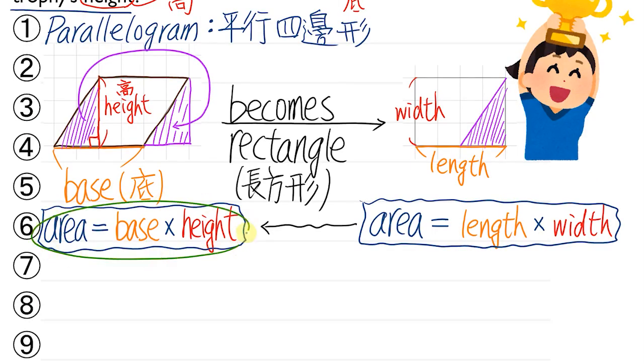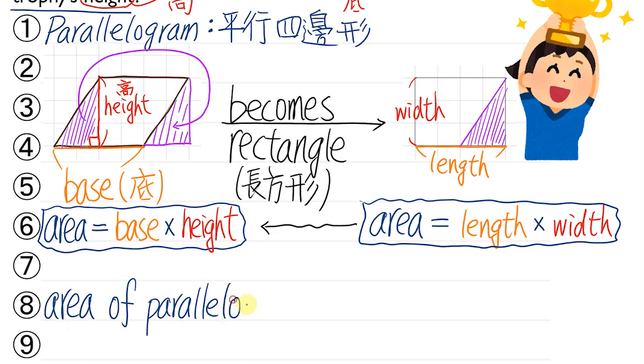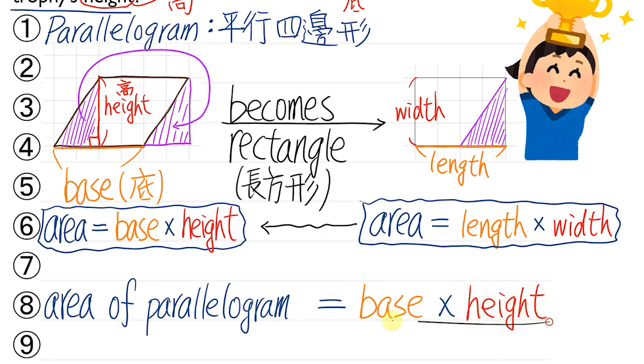And because this formula is very important, let's write it out once again, nice and neatly. Area of parallelogram is equal to its base times its height. This is a very important formula everyone must remember.